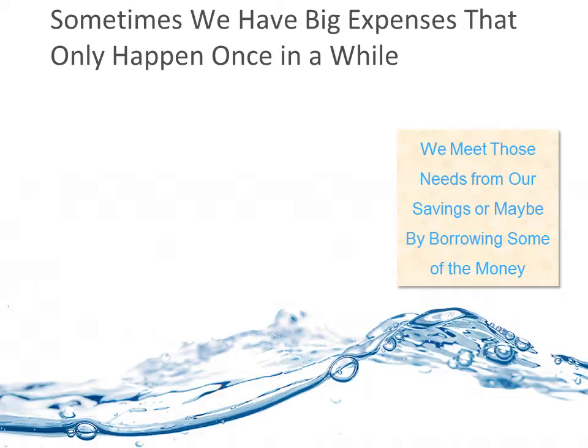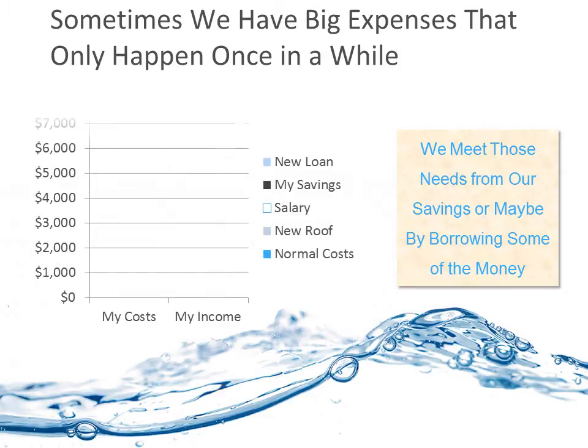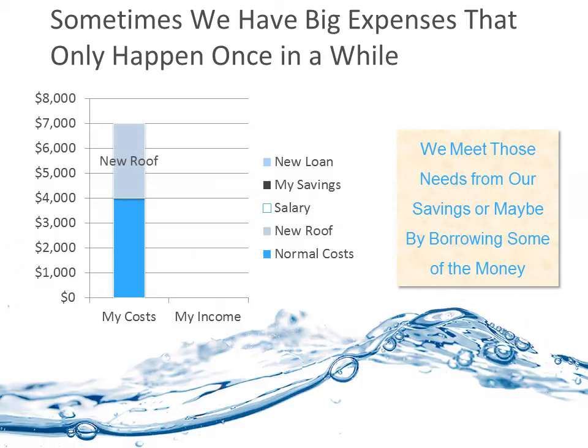Sometimes we have big expenses, things that only happen once in a while, and these challenge our monthly budget. For example, we have our normal costs of food, clothing, and otherwise, and then we find out that we need to put a new roof on the house. Well, our normal income isn't going to be enough to pay for that new roof, and so we have to come up with other sources to pay for it. And those might include savings or borrowing some money to make up the difference.